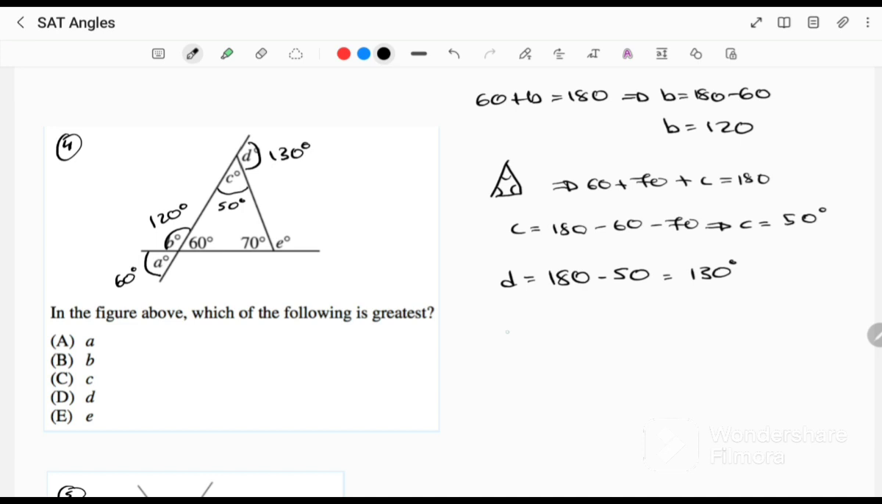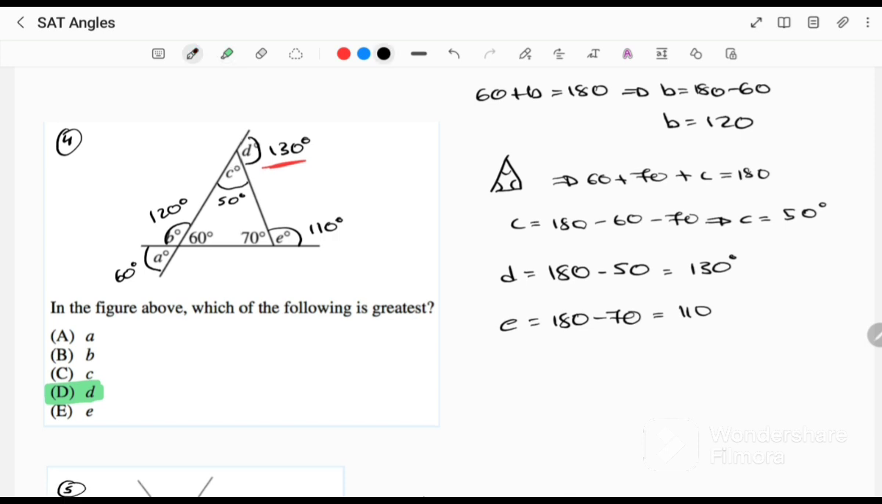The only angle left is E. And again, 70 and E are on the same line. So E is 180 minus 70, which is 110. So this means that our greatest angle is angle D right here. So the answer to this question is D, angle D, which is 130 degrees.